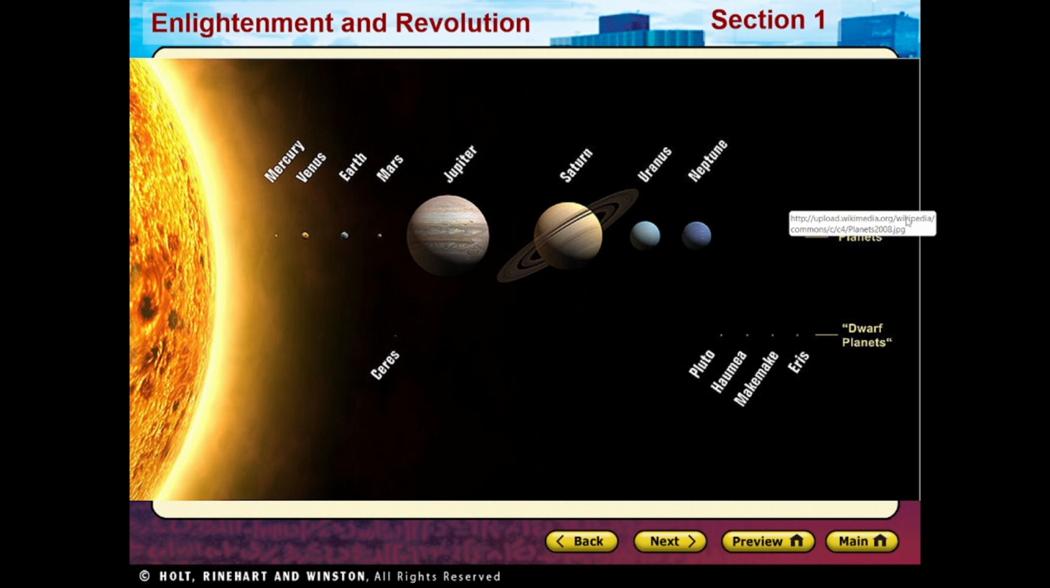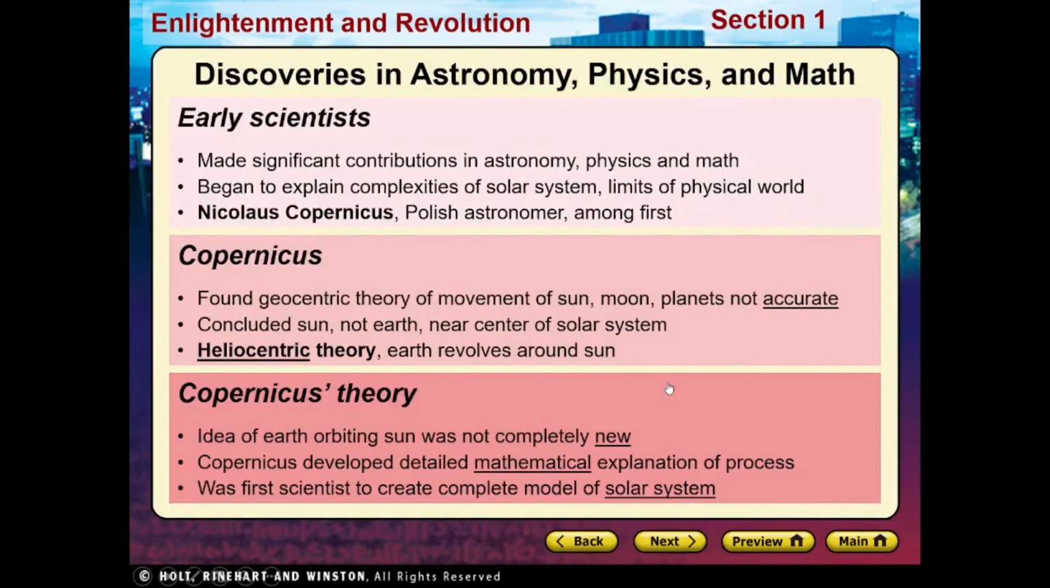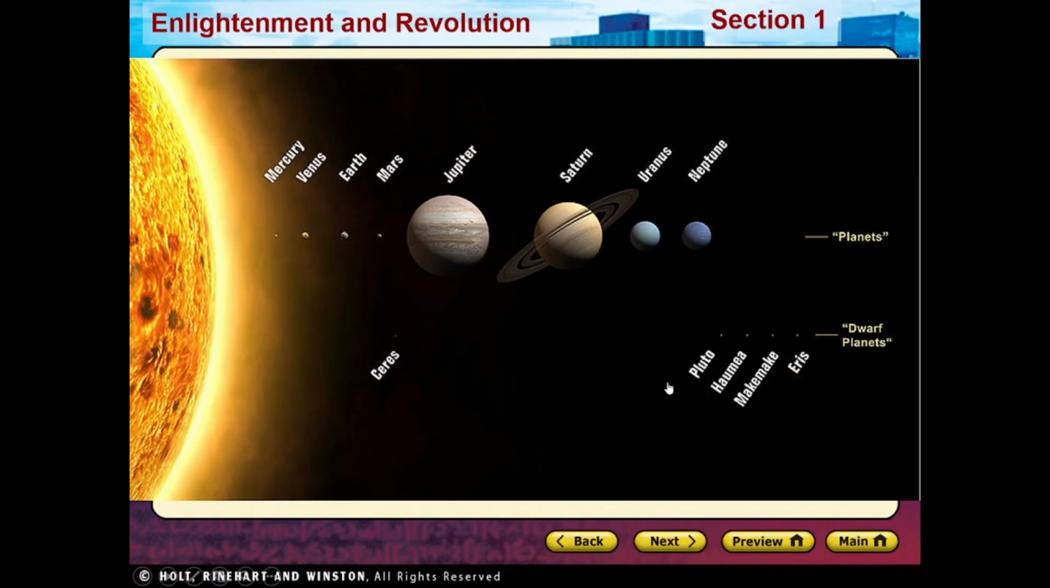Okay, this is the model of the solar system. As you can see, this is Mercury, Venus, Earth, Mars, Jupiter, Saturn, Uranus, Neptune, and this is the Sun.